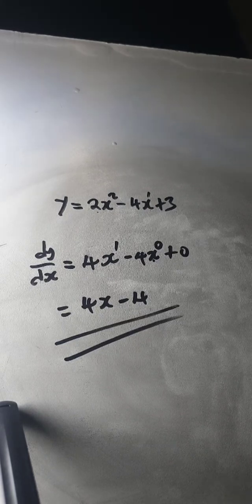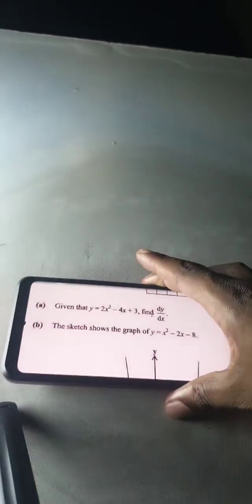Okay, question number 22B. Question number 22B. Here we go. Okay, so it's asking us to find the coordinates of A and B, then later the minimum point on the graph, which is the same thing as turning point.